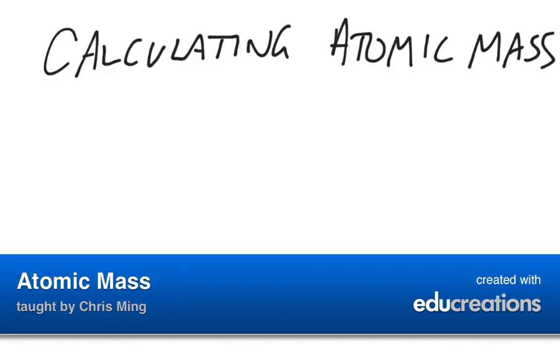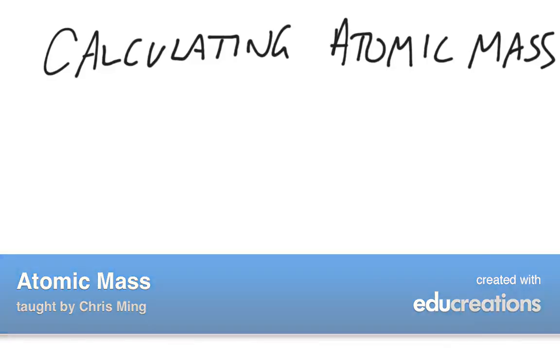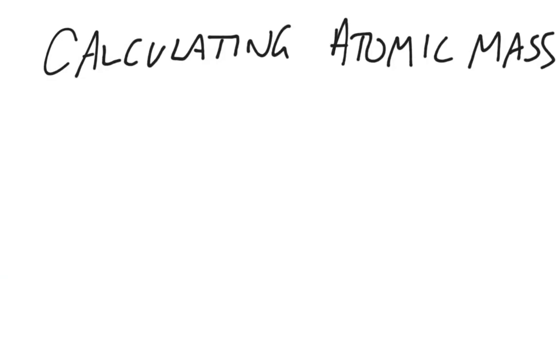In the last video that we watched, we talked about how isotopes have a different mass than each other, and the differences in their masses can be attributed to the difference in the number of neutrons. When you take all of the different isotopes of an element and you weight their averages together, you come up with the atomic mass. So an atomic mass is a weighted average.